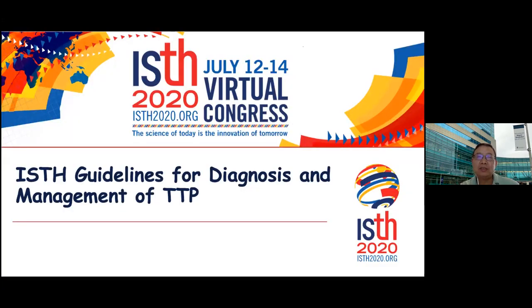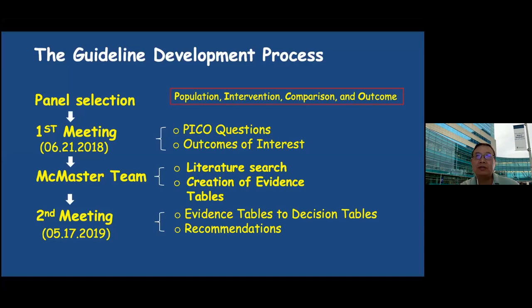So just in the last couple of weeks, we published this International Society on Thrombosis and Haemostasis guideline for the diagnosis and the management of TTP. Developing those guidelines takes a very long time, almost a year, more than a year actually, starting from collecting data, basically searching all the literature, looking for evidence.